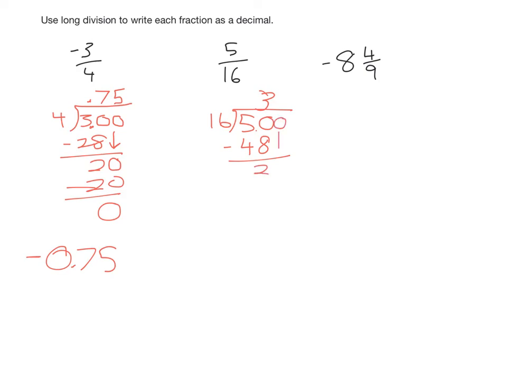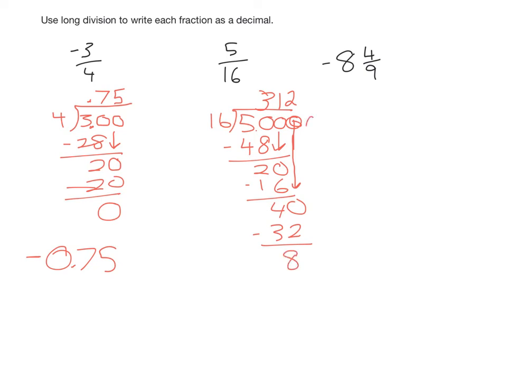Now I need another 0 here to bring that down. 16 goes into 20 once. 1 times 16 is 16. I subtract, I get 4. Man, I need to add another 0 that I'm going to bring down. 40. Okay, 16 goes into 40. It goes into 40 twice, because 2 times 16 is 32. This is a complicated one here. 40 minus 32 is 8.